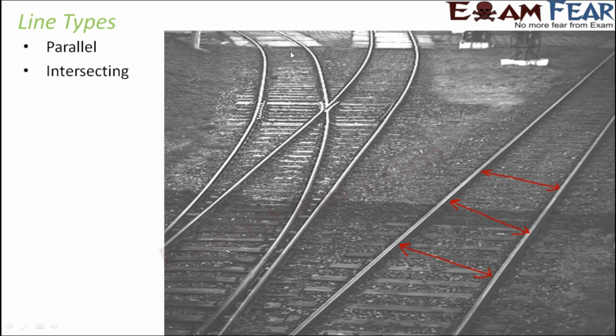Whereas at certain places you will see that one line crosses over another line at a particular point. So this type of lines would be called the intersecting lines. The railway track is one such example where you get to see intersecting lines as well as parallel lines at the same place. Now we are going to talk about these two types of lines in more detail.